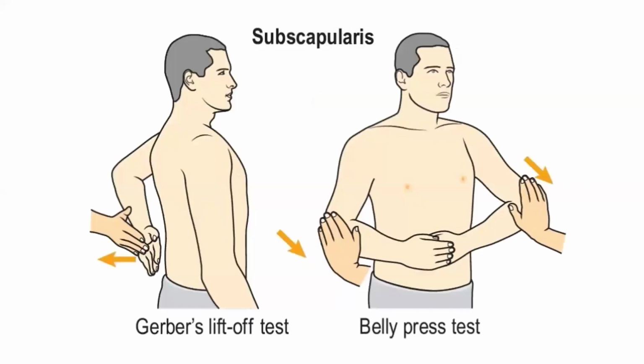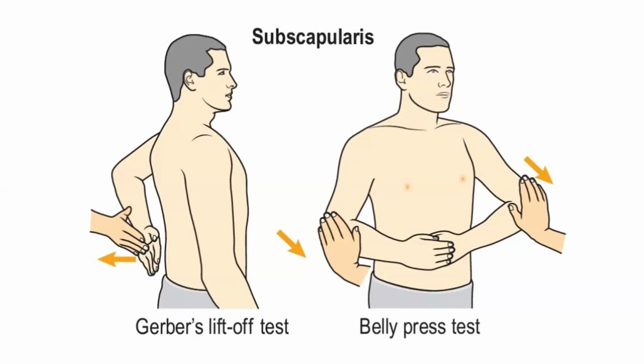The third muscle to be tested is subscapularis. Its function is internal rotation. There are two tests to check for subscapularis. One is Gerber's lift-off test and the second is the belly press test. Gerber's lift-off test: ask the patient to put the dorsum of the hand on the back or the buttock region and lift 10 centimeters posteriorly, and we can ask them to hold in that position. Further testing is to resist the force of the examiner.